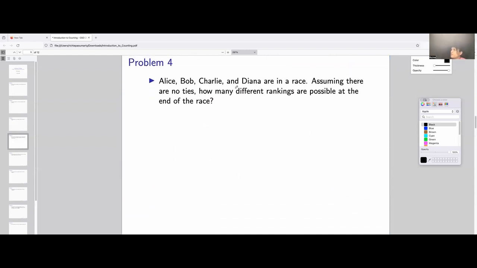Alice, Bob, Charlie, and Diana are in a race. Assuming there are no ties, how many different rankings are possible at the end of the race? So clearly there's a first place, second place, third place, and a fourth place. So here's one possibility. Alice comes first, then Charlie, then Diana, then Bob. Okay, that's great. Here's another possibility. Charlie comes first, Bob comes second, Alice comes third, and Diana comes last.